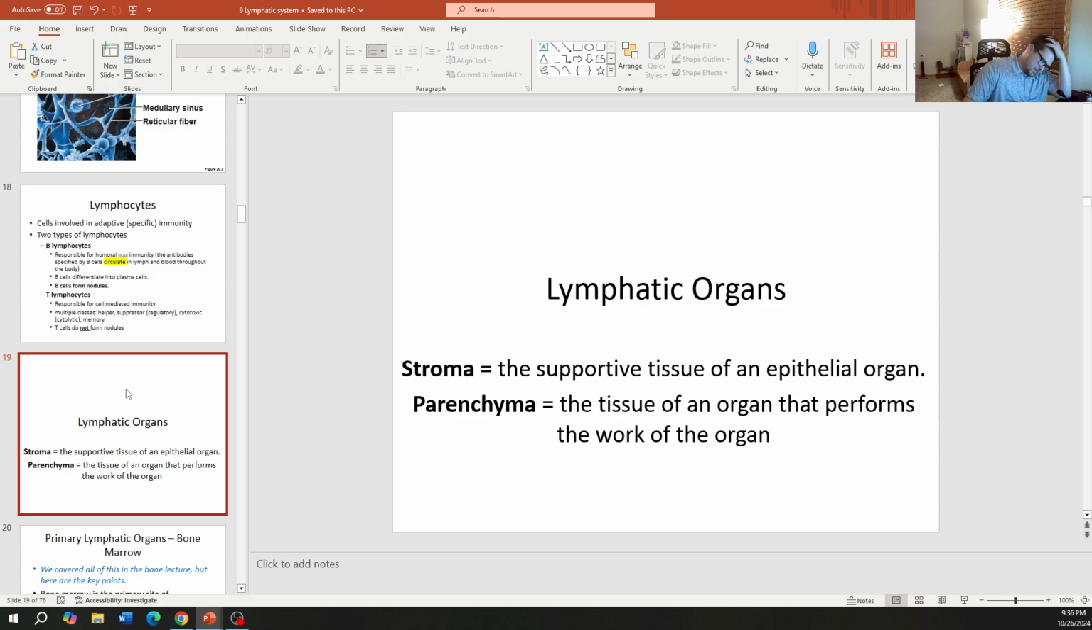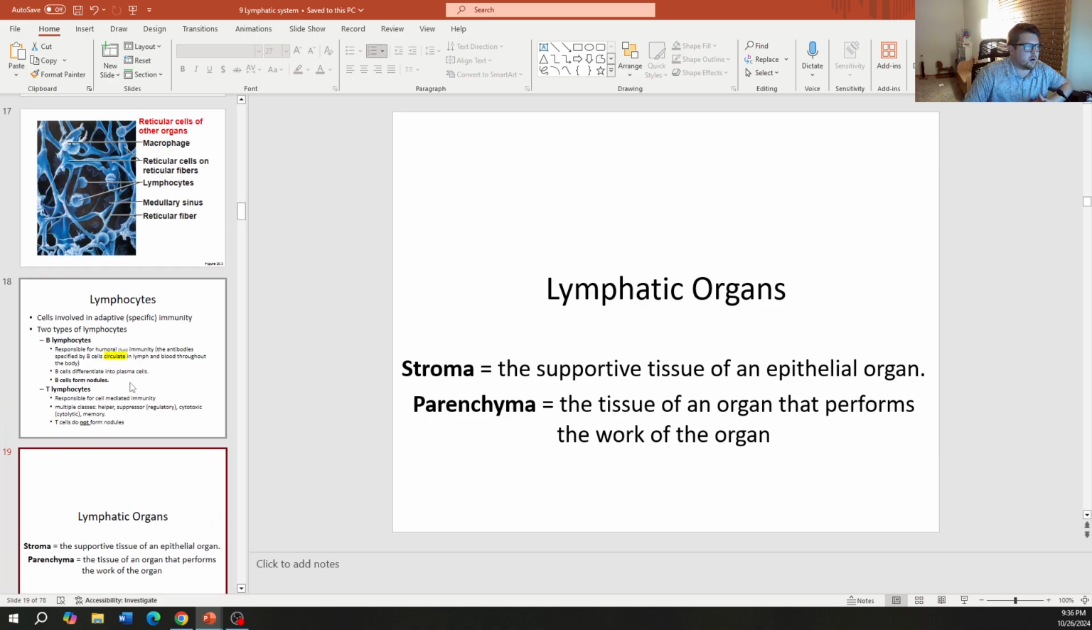So jumping into the organs, this is going to get a little bit more specific. Before we start this, there are definitions I want to cover: stroma and parenchyma. Stroma essentially means any of the supportive tissue of an epithelial organ. The cells and structures that support the functional, quote unquote, working cells, also known as the parenchyma. So the parenchyma is the tissue of an organ that performs the work of the organ.